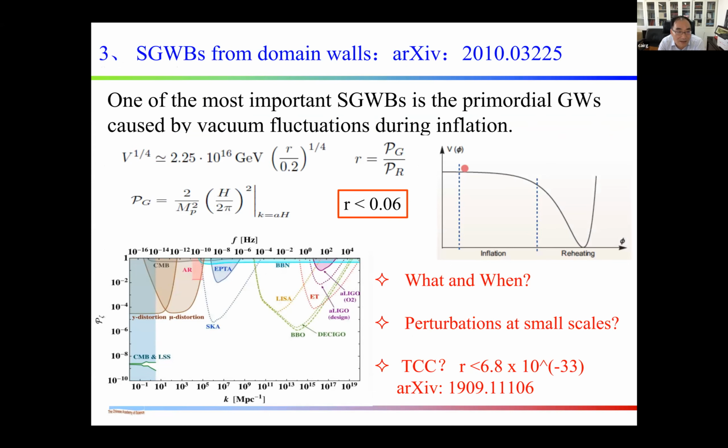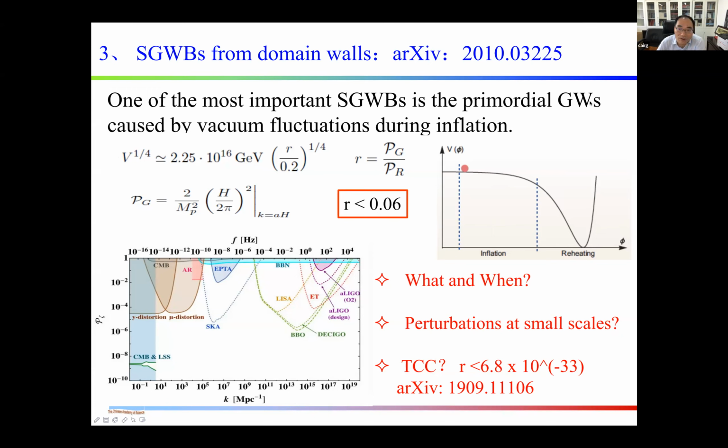Now let's discuss what we studied, the stochastic gravitational wave background from the domain wall. One of the most important stochastic gravitational waves is the primordial gravitational wave caused by vacuum fluctuation of tensor perturbation during inflation. The r is the ratio of tensor perturbation over the scalar perturbation. Currently, the constraint is less than 0.06, even less than this. This is the power spectrum of the tensor perturbation.